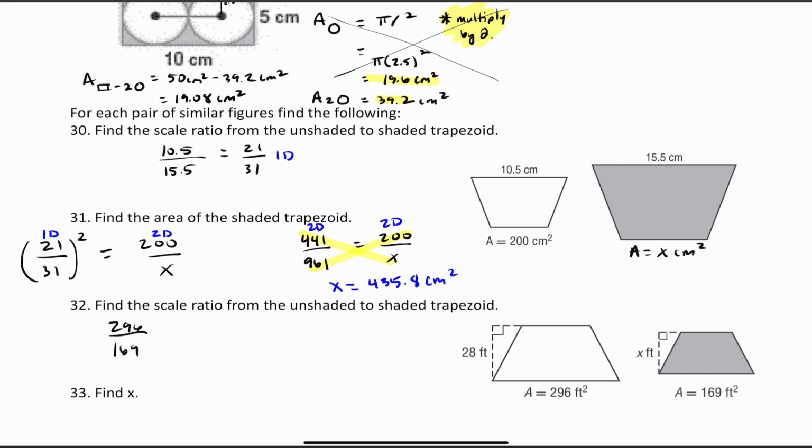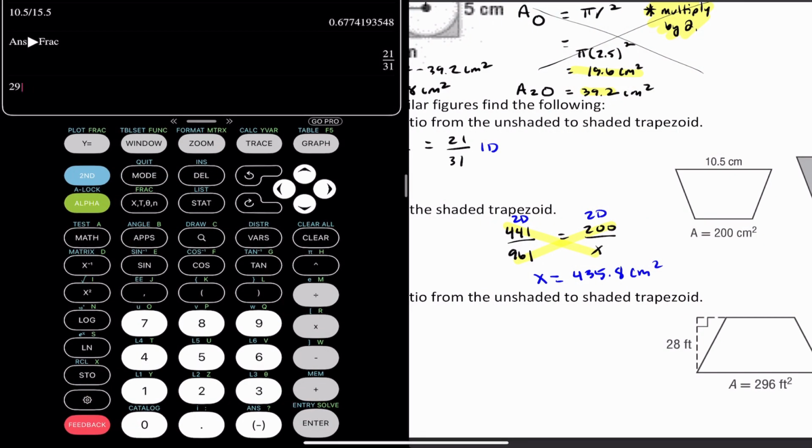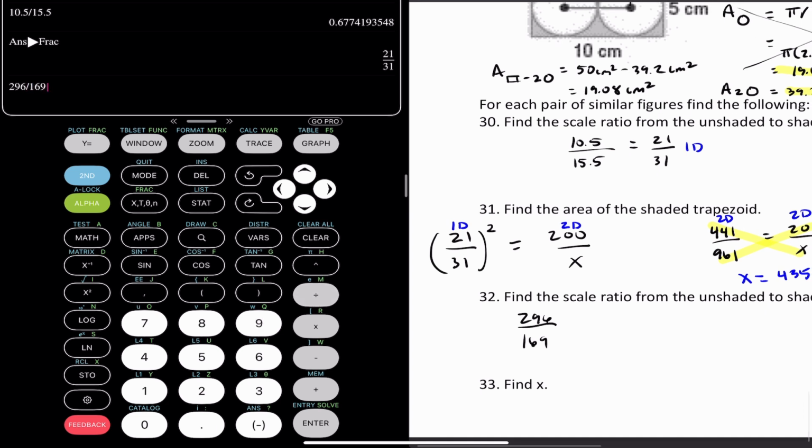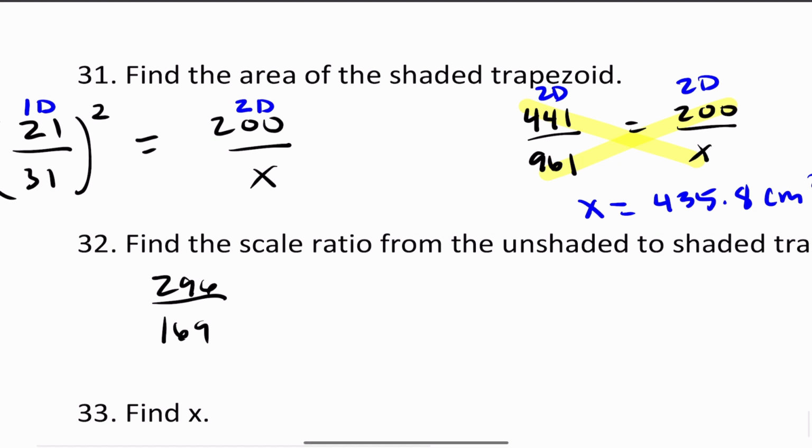Okay, let me see if I can reduce that with my calculator. 296 divided by 169. Enter, math, enter, enter. Okay, I can't reduce that, so I have to leave it as is. So this is a ratio, but it's not what I want. It's the ratio of the two areas, and when you're dealing with the scale ratio, it has to be one-dimensional. Currently, this is two-dimensional, so I have to do what? I have to take the square root on both sides.